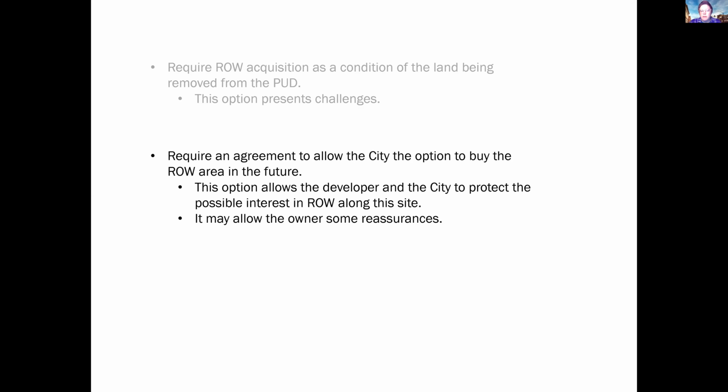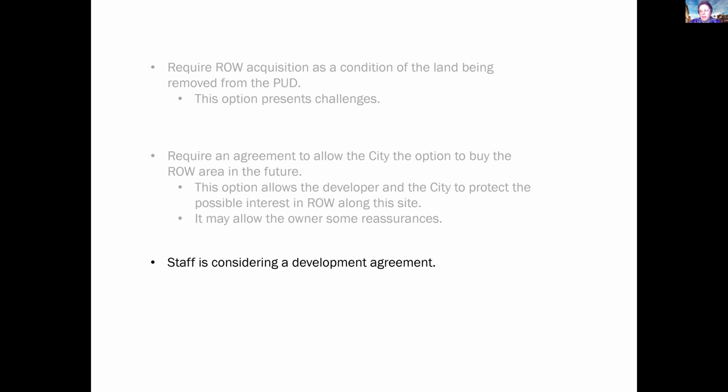Requiring a development agreement to allow the city to have the option to buy the right-of-way in the future would allow the developer and the city to protect this possible interest in the right-of-way along the site. But it will also, hopefully, allow the owner a couple of reassurances as well. So staff is considering a development agreement.